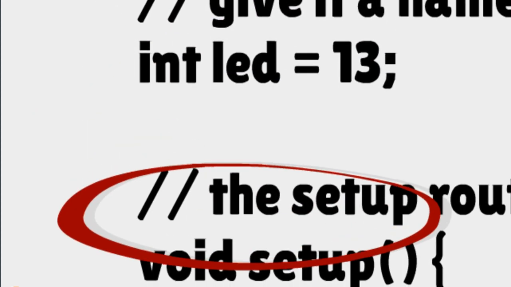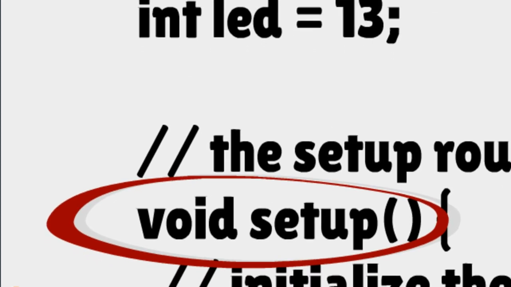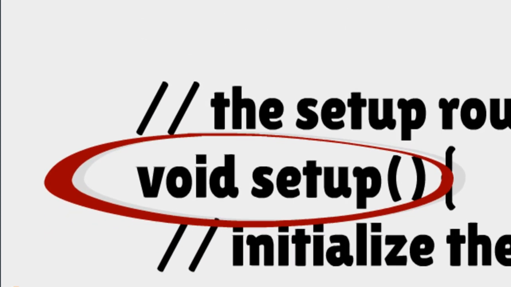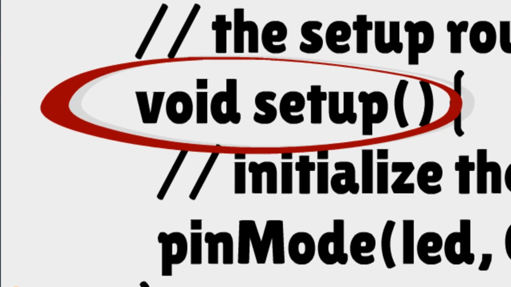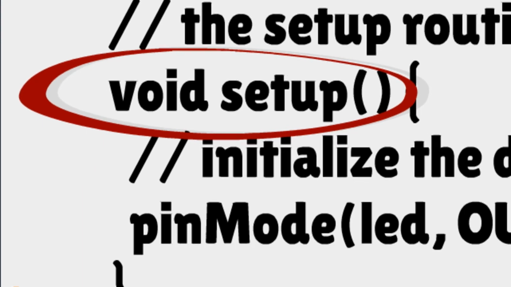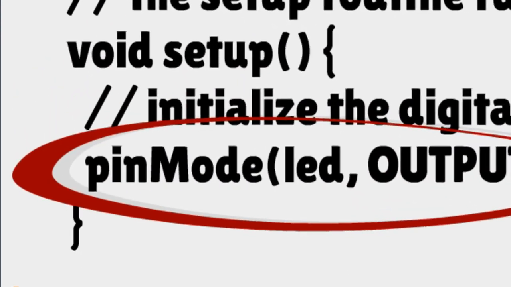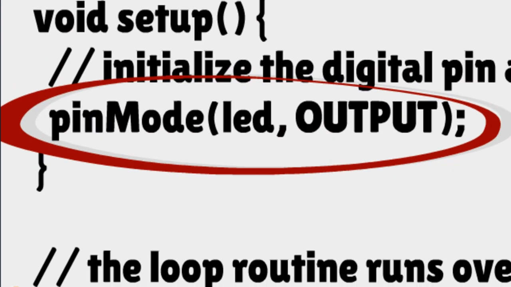The void setup line tells Arduino that the next block of code will be called setup. The opening curly bracket indicates the beginning of a block of code. pinMode(LED, OUTPUT) sets the digital pin LED as output. pinMode tells Arduino how to configure a certain pin. Digital pins can be used either as input or output. In this case, we need an output pin to control our LED.